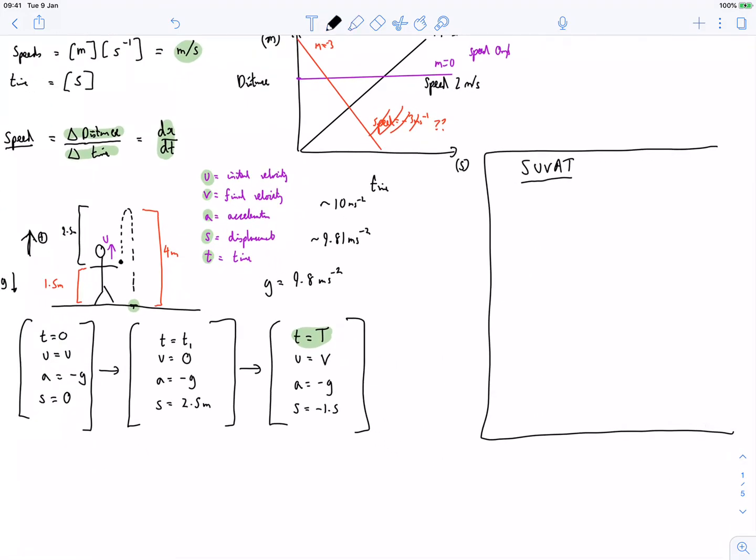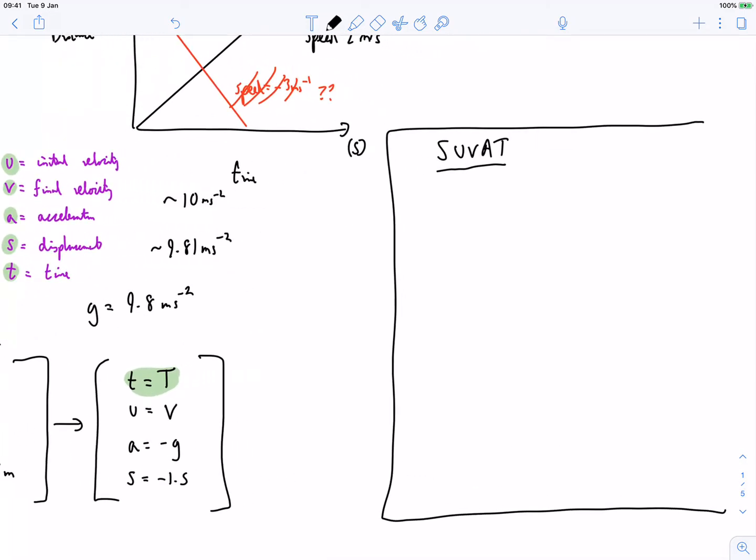There's various SUVAT equations that you can use, and to be honest, I don't remember all of them. I just remember maybe 3 or 4, and I rearrange most of them, and it works out in the end. So here's the ones that I would consider pretty useful. 1, V equals U plus AT. Next up, S equals UT plus a half A T squared. And next up, V squared equals U squared plus 2AS.